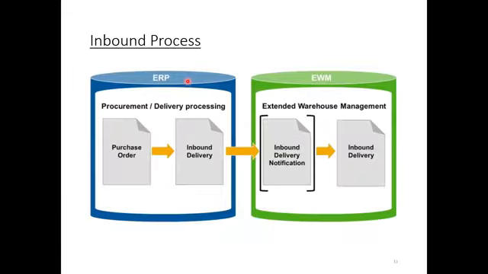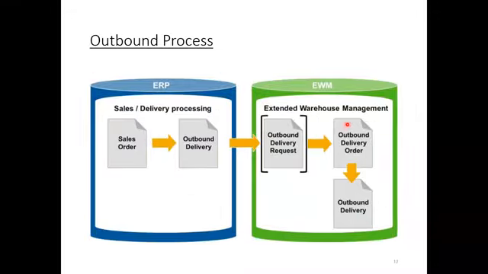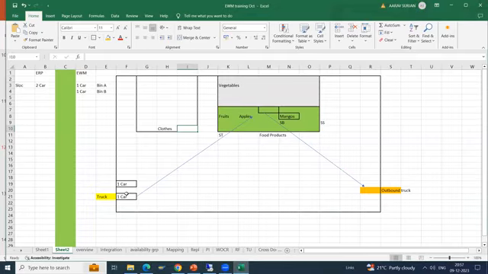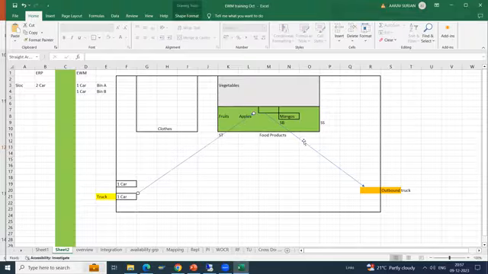And this inbound delivery in EWM and outbound delivery order in EWM are also called a warehouse request. Warehouse request, because the inbound delivery is requesting the warehouse for certain activities. Outbound delivery is also a warehouse request, requesting the warehouse for this activity. And this is called a warehouse task.